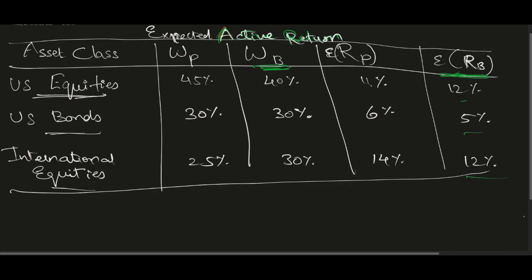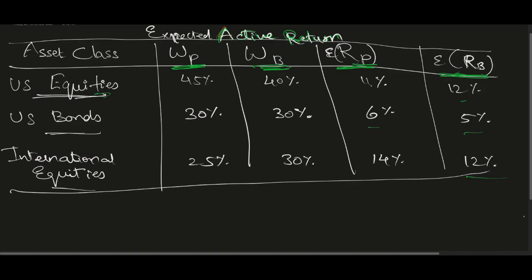And weight of the portfolio is 45% in US equities, 30% in US bonds, and 25% in international equities. And then expected return of the portfolio is 11% in US equities, 6% in bonds, and then 14% in international equities. This is the question. And how do I calculate expected active return?